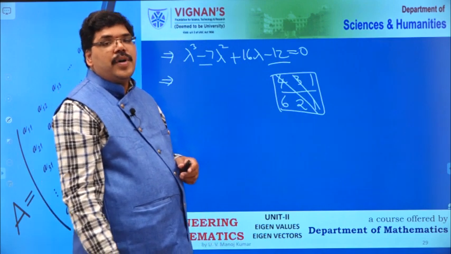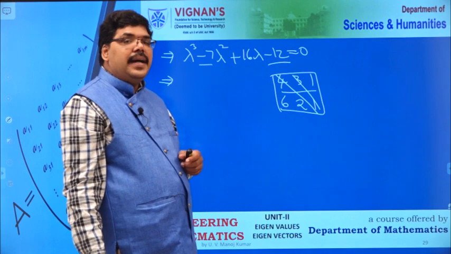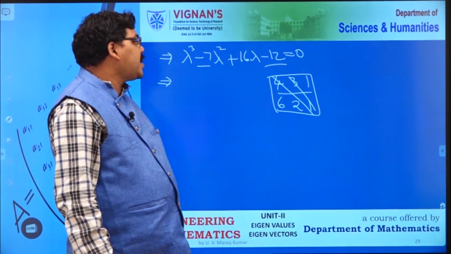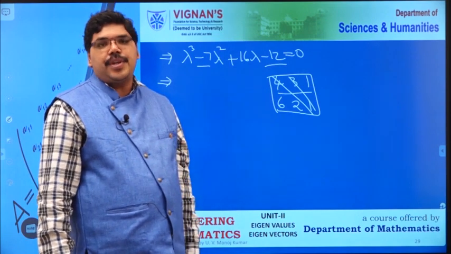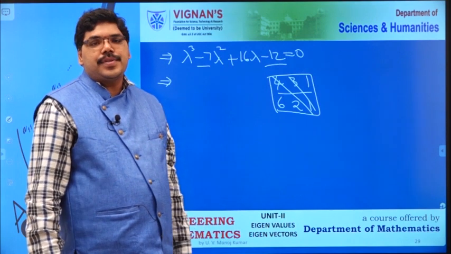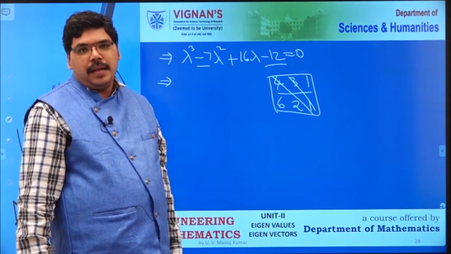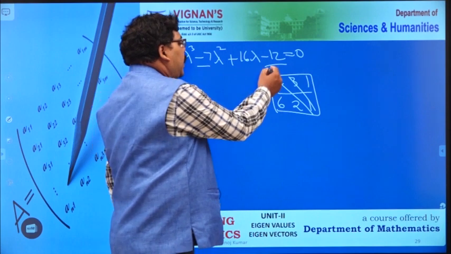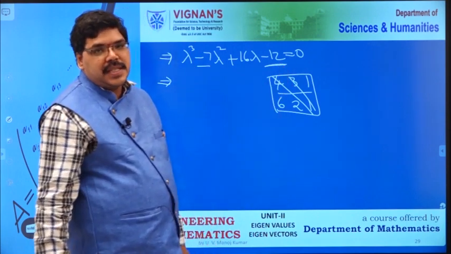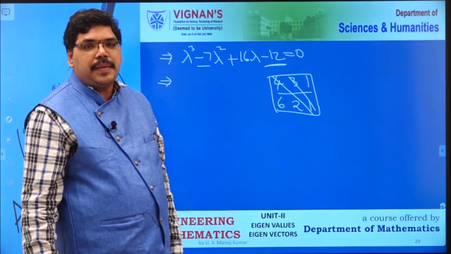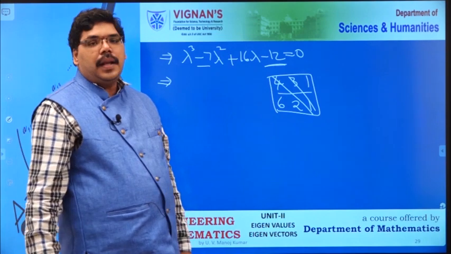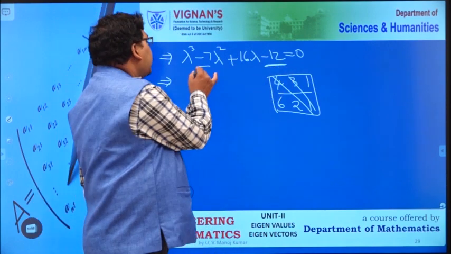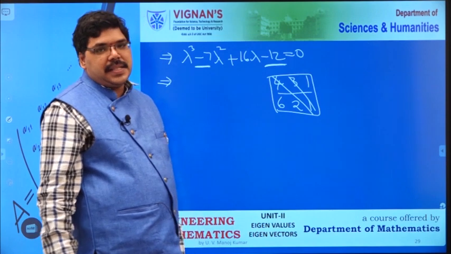So what are the good possibilities for finding the eigenvalues? The characteristic equation is lambda cube minus 7 lambda square plus 16 lambda minus 12 equals 0. Now we find eigenvalues by finding the roots of this polynomial. How to find the roots of this polynomial? We have the property that the product of the eigenvalues is the determinant and the sum of the eigenvalues is the trace. In this polynomial, the last term, the constant, is the product of the roots, and the second coefficient, minus 7, is the sum of the roots.